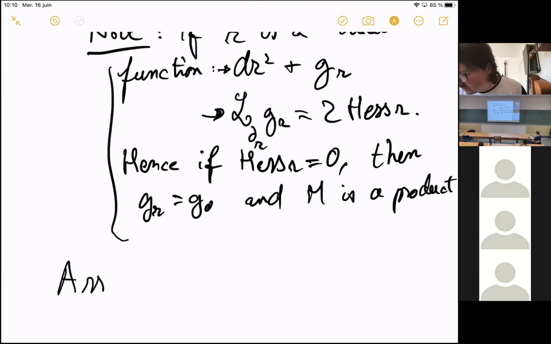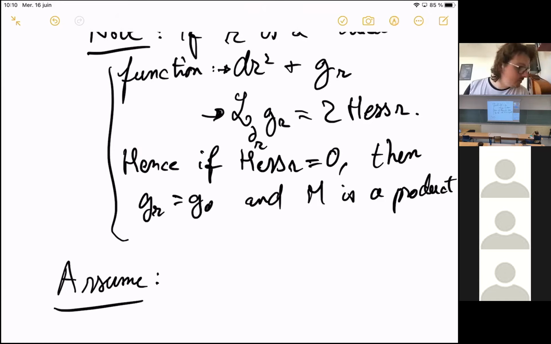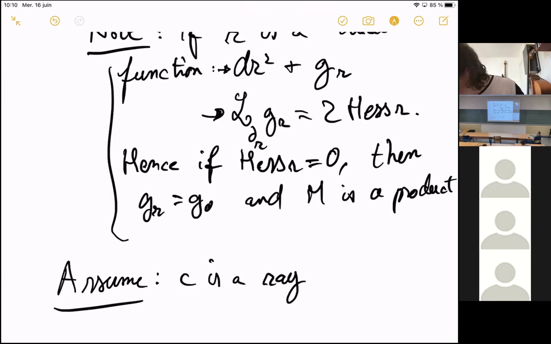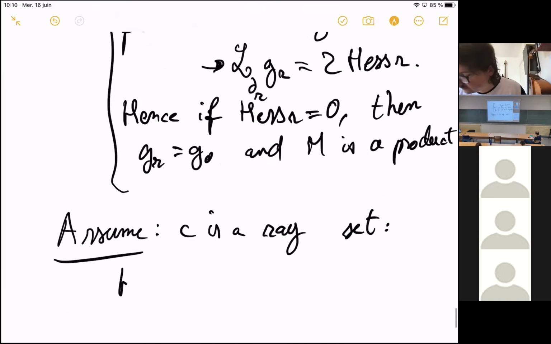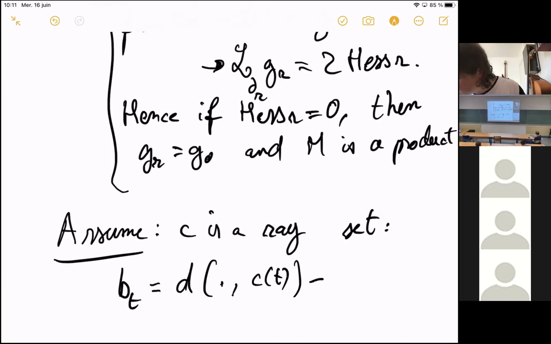So first we will use just a ray and see what's going on with some special function. Assume C is a ray and set B sub t to be equal to the distance from C of t minus t. Okay, so this is a function.